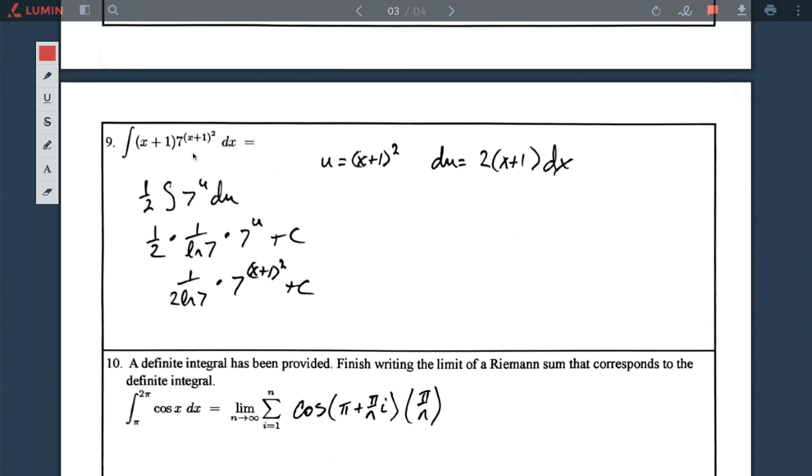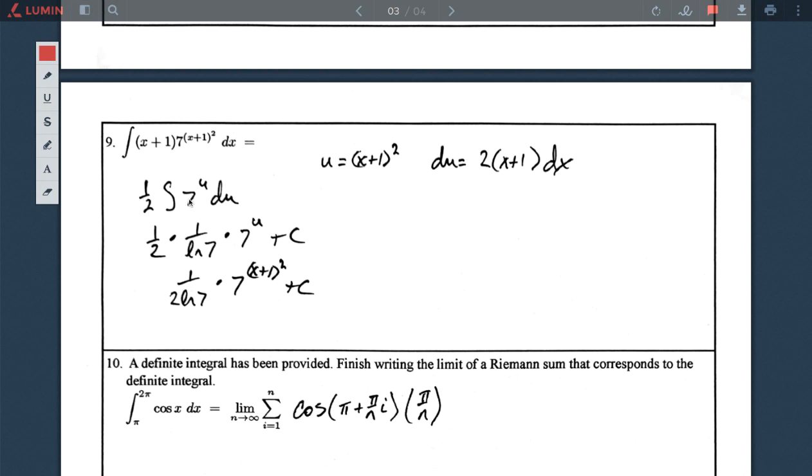9, remember we treat the base of 7 just like we would an e. So that means my exponent is my u. Use the chain rule for the derivative. So that's 2 times x plus 1, and then it would be times 1, but I don't have to put it. I've got the x plus 1 in the problem. I don't have the 2, so that means I need a 1/2 out front.